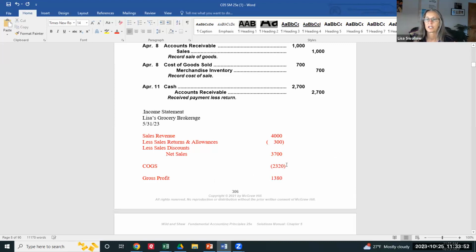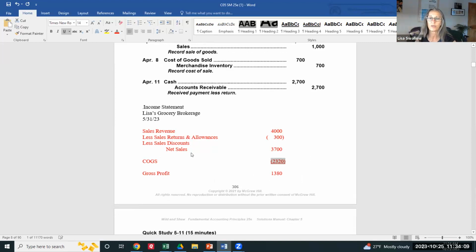And I would always put a line under cost of goods sold to show that, you know, sales minus COGS. COGS is short for cost of goods sold. Sales, net sales minus COGS gives you gross profit. Okay, and then our last one is E5-11.